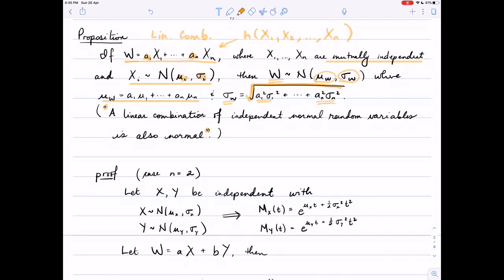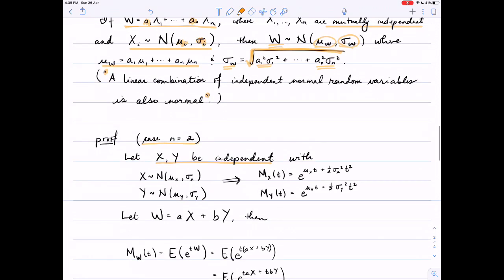So we're going to do a proof again in the case n equals 2 to lighten up the calculation here. So we're going to let x and y be independent and normal, so that x follows a normal distribution with mean mu sub x and standard deviation sigma sub x. Let y be a normal random variable with mean mu sub y and standard deviation sigma sub y.